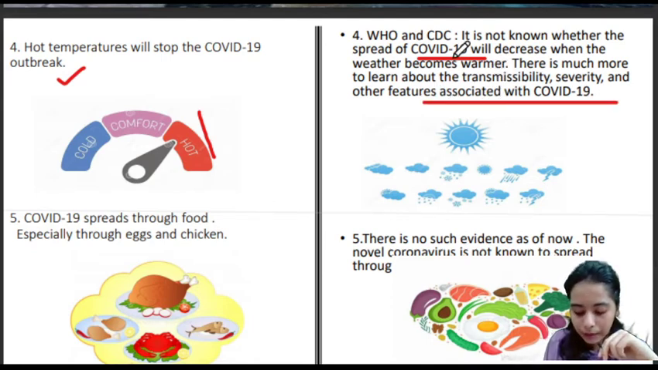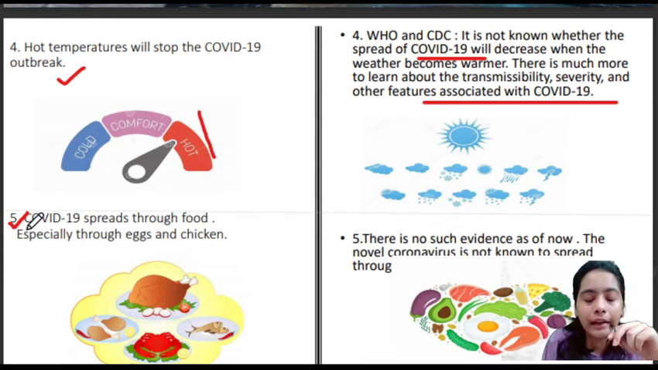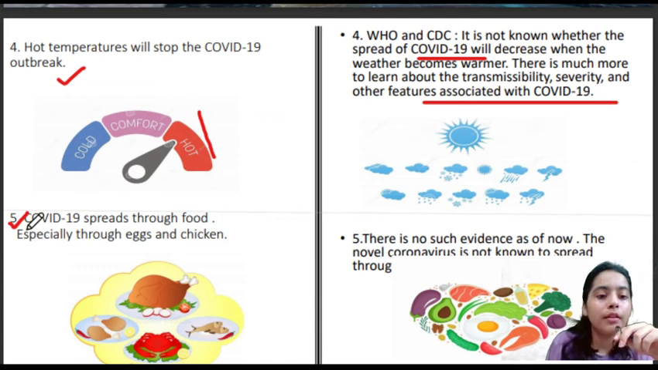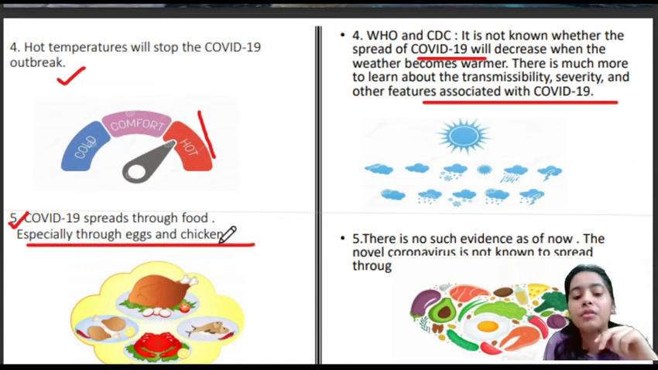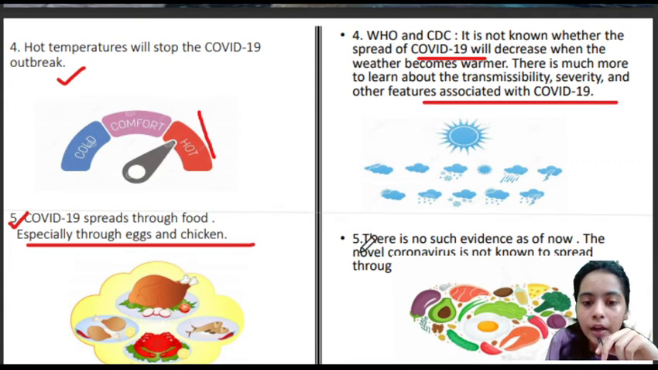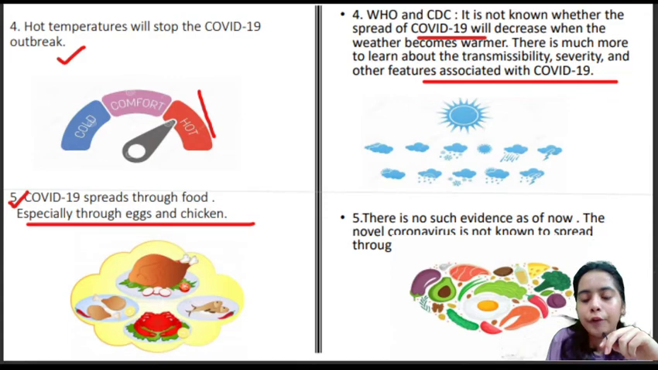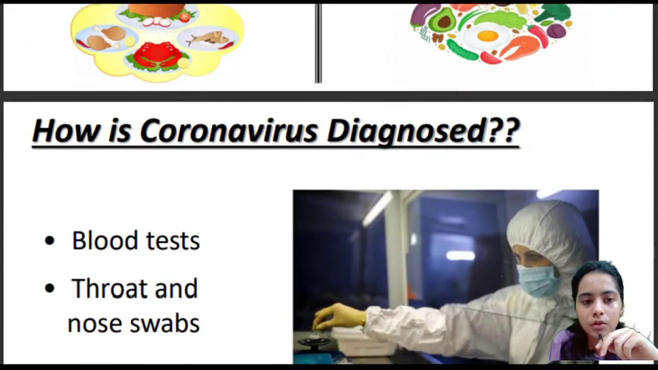You are all familiar with countries like Malaysia, Indonesia, and even in India we have many places with high temperatures, but the virus is spreading like anything in those places as well. Moving on, we have the fifth rumor, that COVID-19 spreads through food, especially through eggs and chickens, but in reality there is nothing like that. So you may consume non-veg food at every cost. There is no harm in such a case.